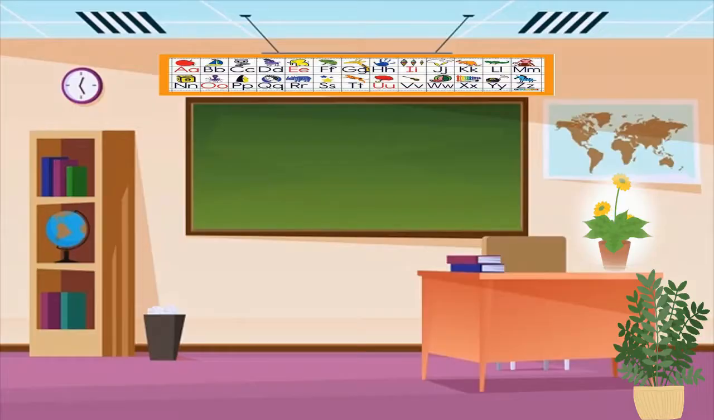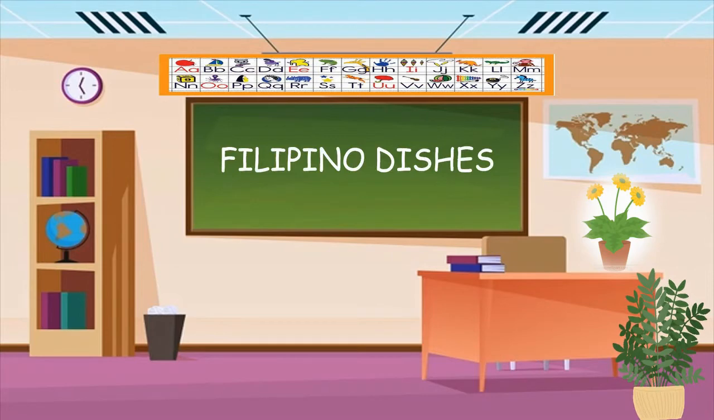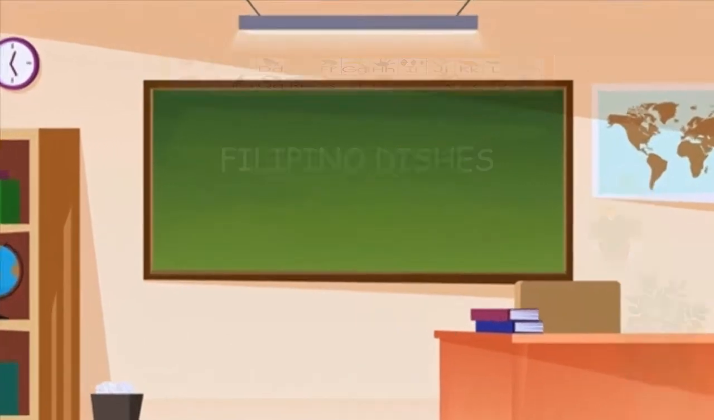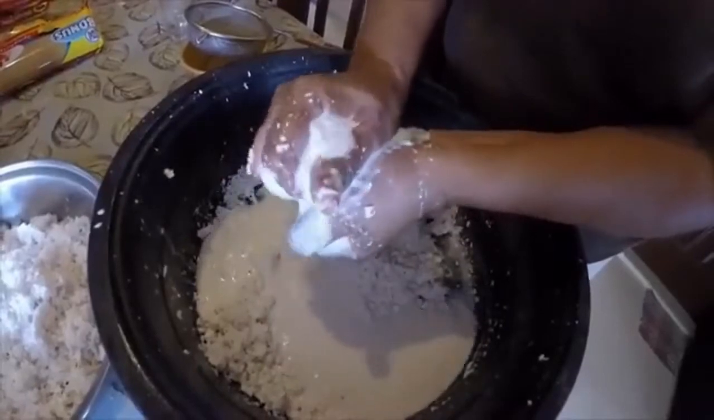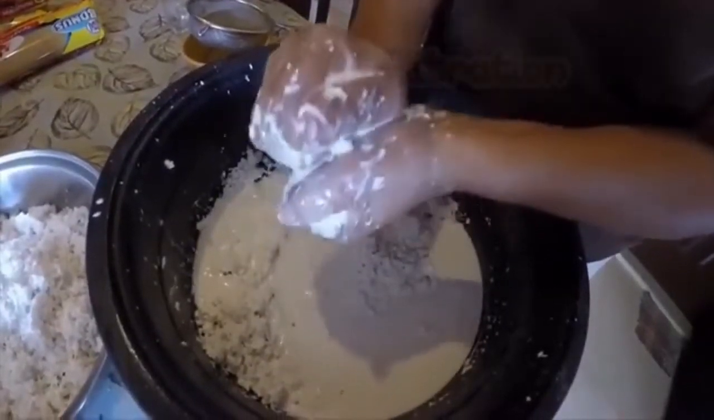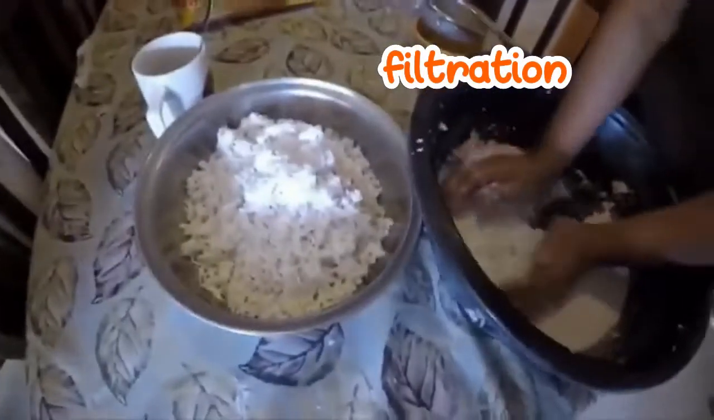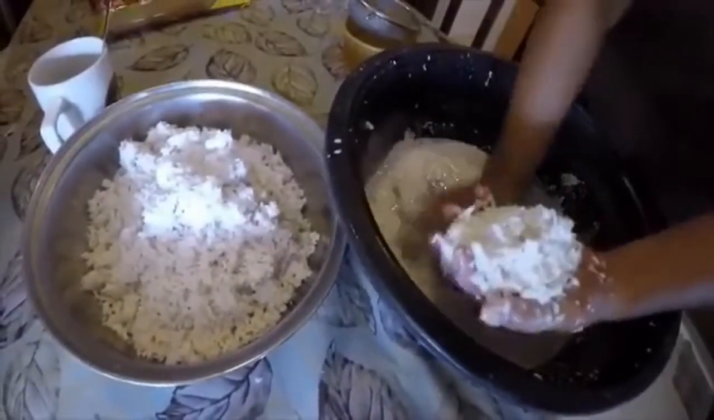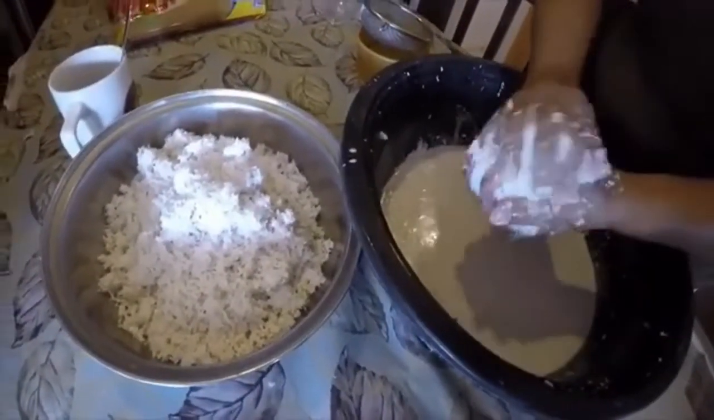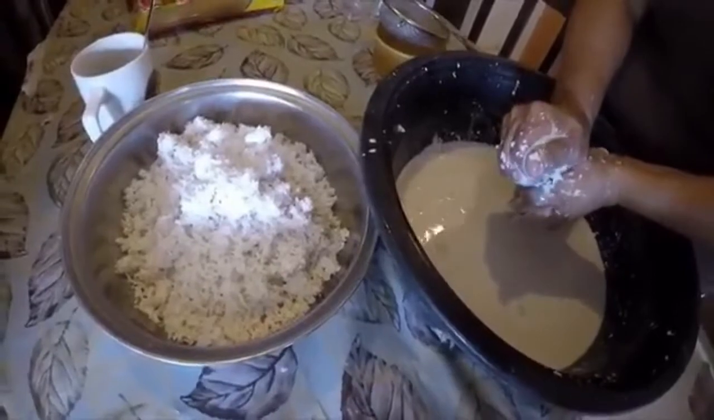Can you name some of these Filipino dishes that use coconut milk as an ingredient? How do you think the coconut milk, one of the main ingredients in preparing these Filipino dishes, is separated from the coconut meat? Exactly, by the process called filtration. Filtration is also used in separating two solid materials where one particle is fine and the other is coarse.